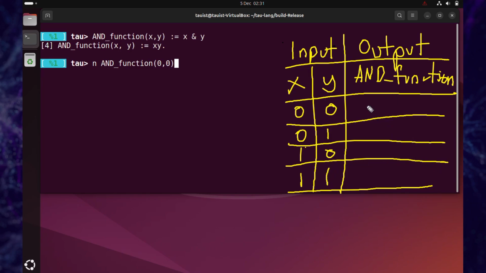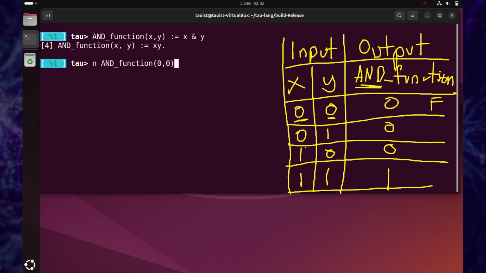Okay. So, as we learned a while ago, when you use the AND function, both the inputs x and y should be 1 in order for the output to be 1, or both input conditions should be true in order for the output to be true, or else it will be false. So this is what we learned. Right now, I put the value of x as 0 and y as 0. So we expect the function output to be 0, which is false. Okay, let's see.